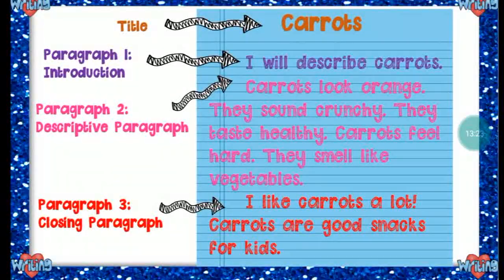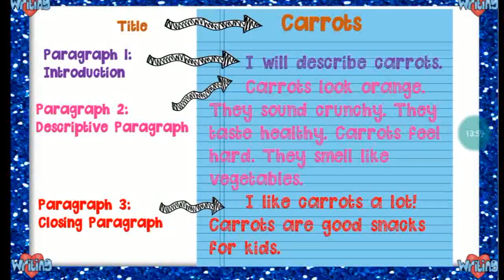So this is how mine looked. I used 3 paragraphs. I told you before. Sorry. Paragraph 1, I made the introduction. I introduced my topic. I will describe carrots. Don't forget that my title is there. My title is carrots. That's the first thing. Then I started with paragraph 1, which is my introduction. I described carrots.